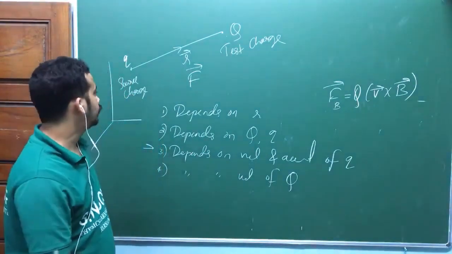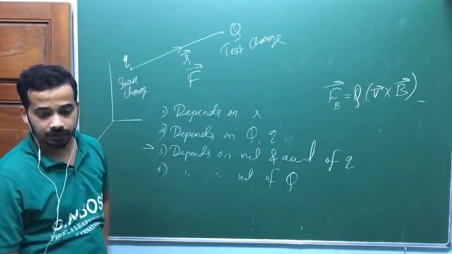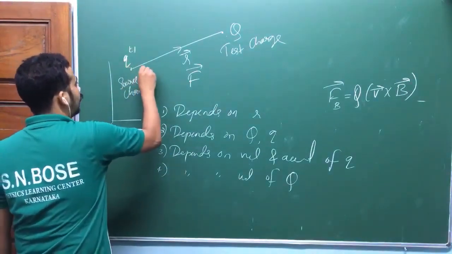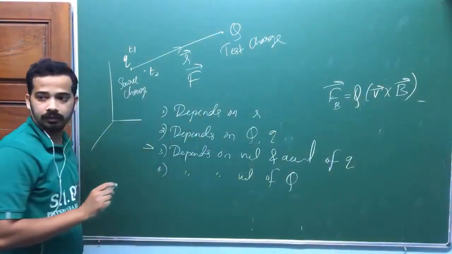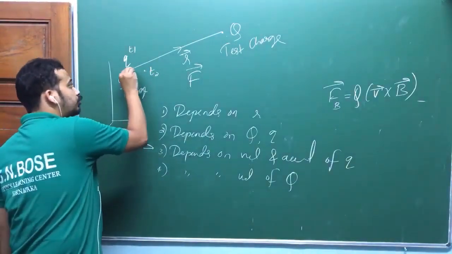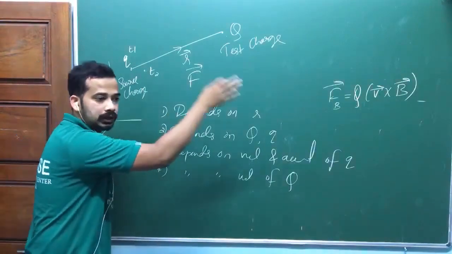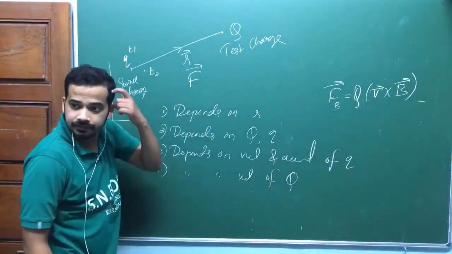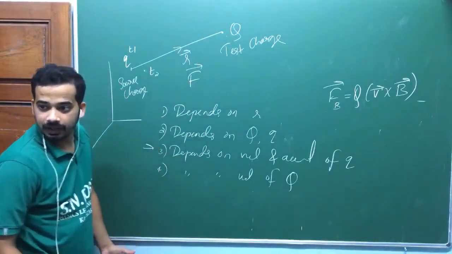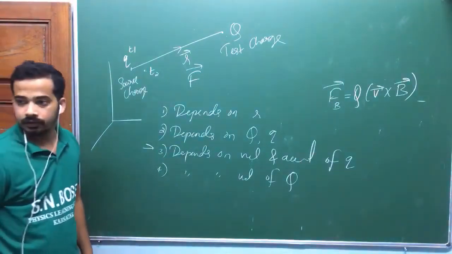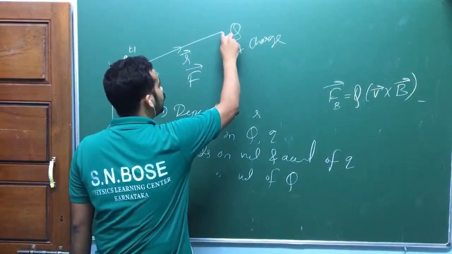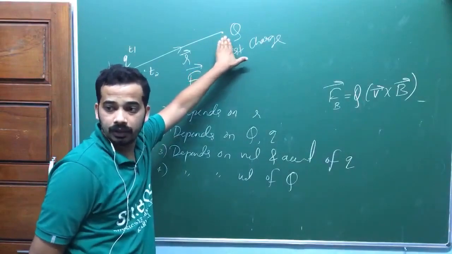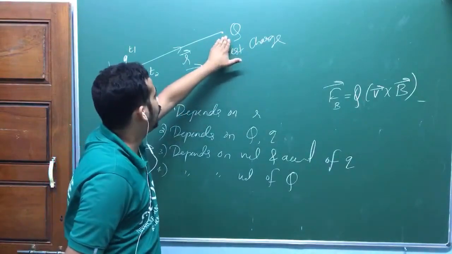If this is moving, look here: suppose at T1 it is here, and at T2 it has moved from here to here. But this news that it has moved travels only at the speed of light. That news will not travel to this point instantaneously. Are you getting my point? So if you want to find the force on the charge at this point, you can find it.